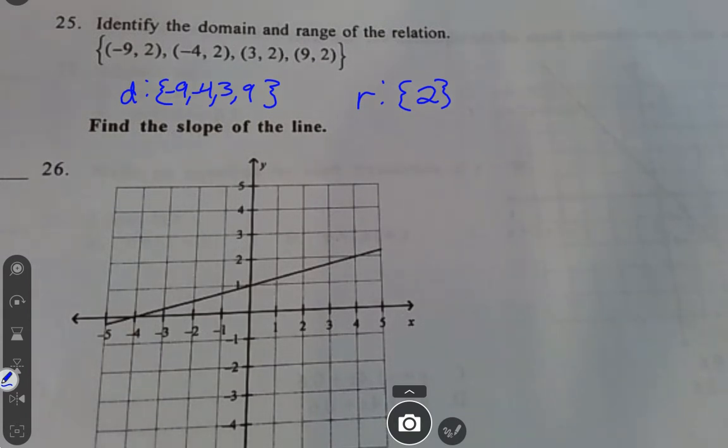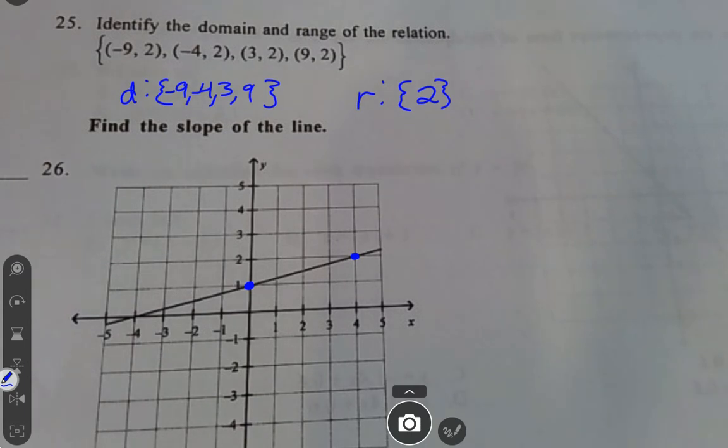Okay. Number 26. All they want is the slope. So you just pick 2 points on a corner, remember that's key. That'll be the exact answer. So this one is on a corner. Where's another one? It looks like right here. So then all we have to know is how far up and how far over we go.